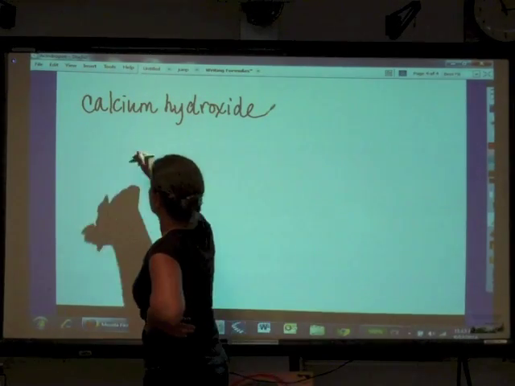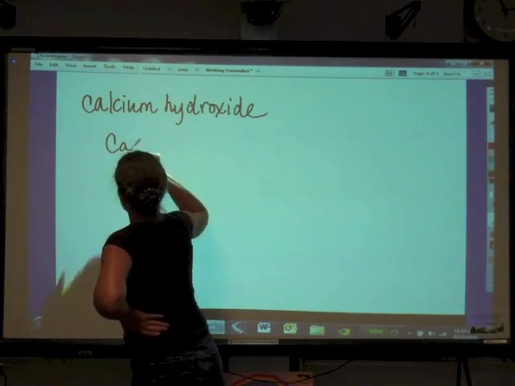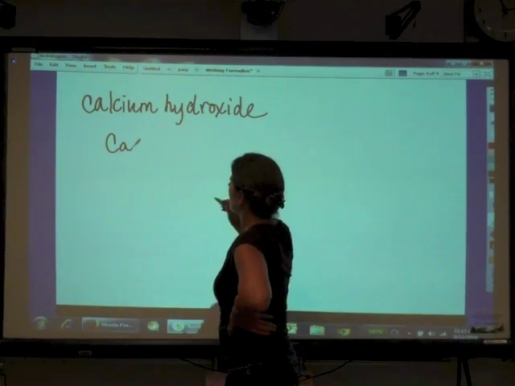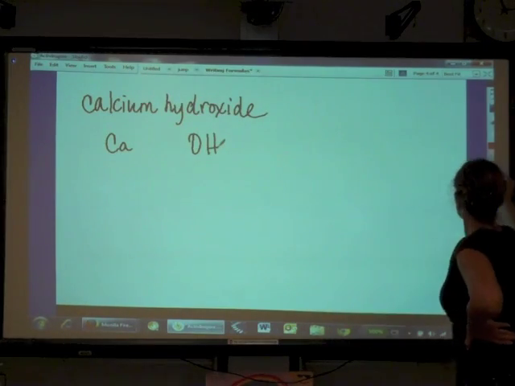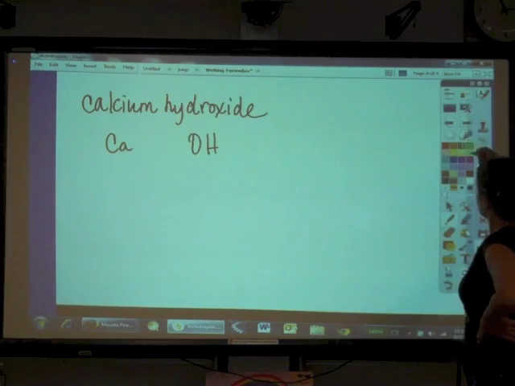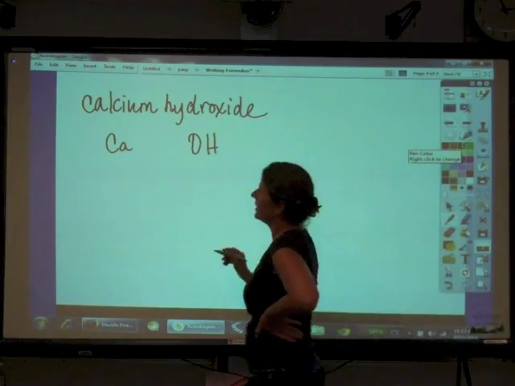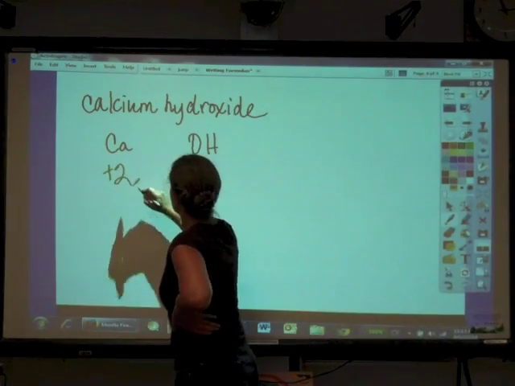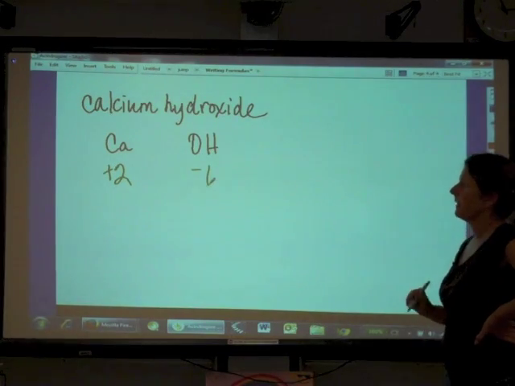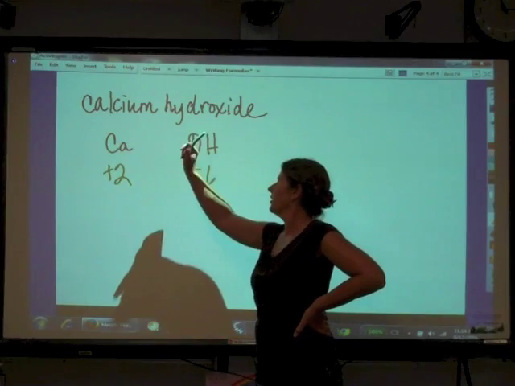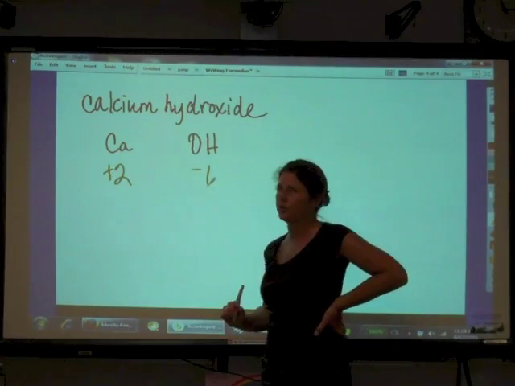Symbol for calcium is Ca. The symbol for hydroxide is OH. Charge on calcium is positive 2. Hydroxide is negative 1. So for every 1, I need 2.